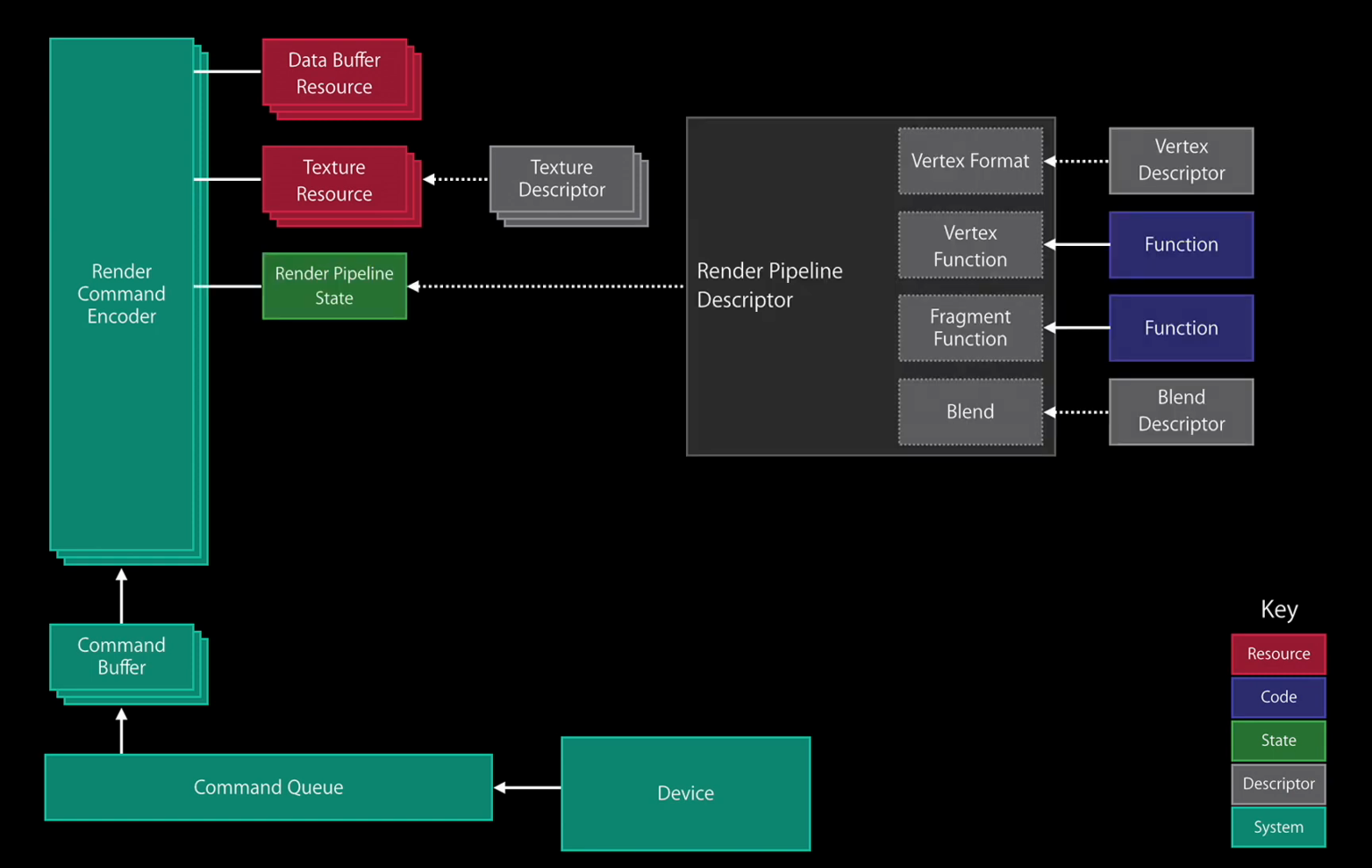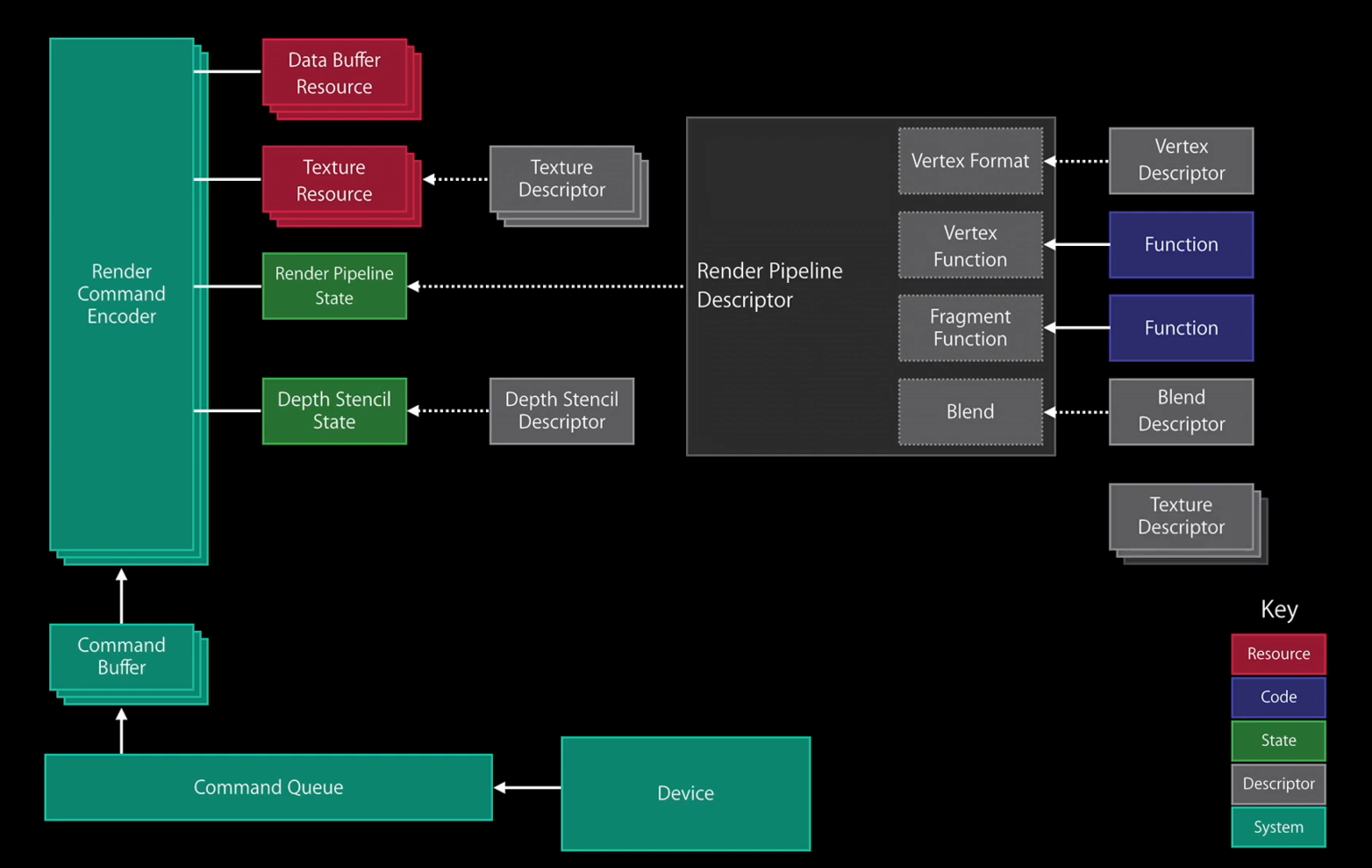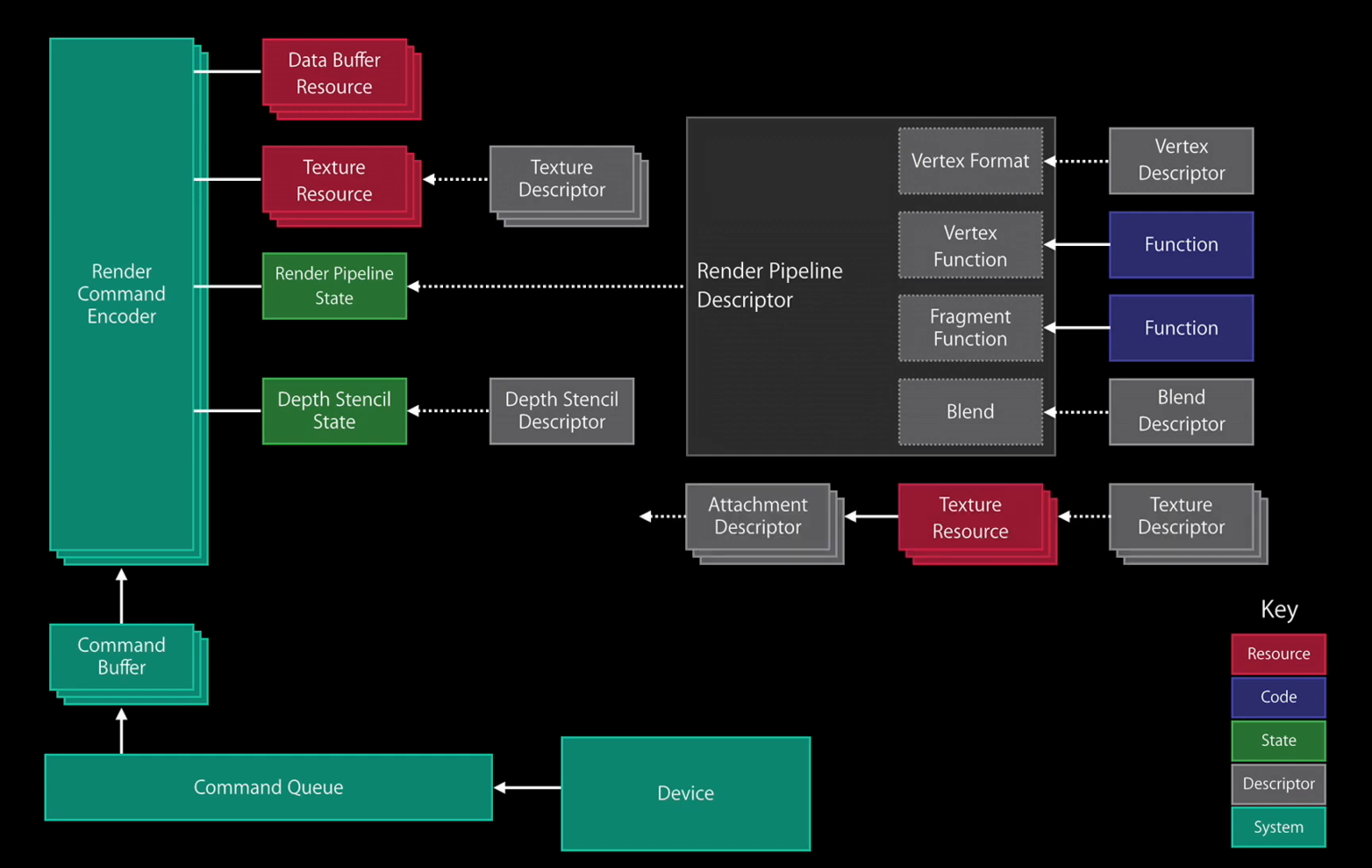Probably the biggest state object is the render pipeline state. And it too is constructed from a descriptor. And the descriptor in this case describes all of the 3D rendering state you need to create a single render pipeline. Similarly, you have descriptors for your depth and stencil state that you use to create those objects. And we have a series of state for describing the render pass itself, how you're going to output your rendering.